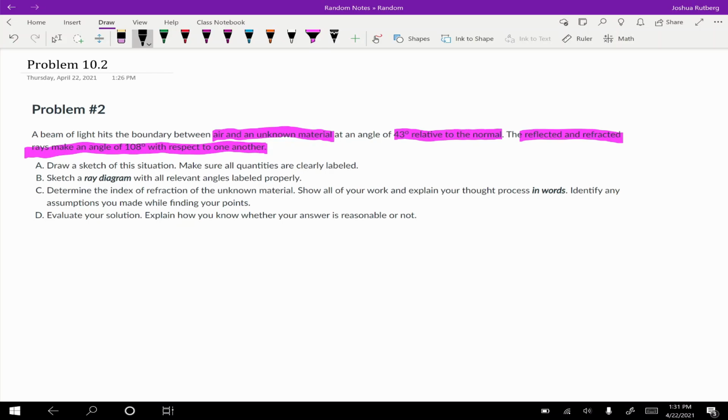So the first thing I'm going to do is sketch this situation. I'm going to have the boundary be horizontal, and I will draw my normal line, which is perpendicular to that. We have our ray coming in from air and unknown.